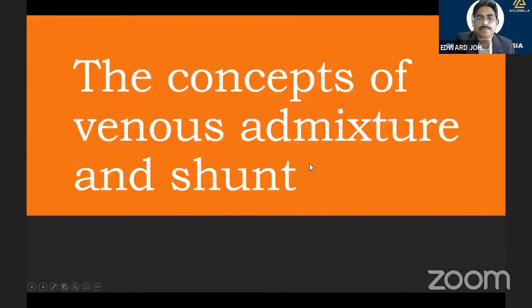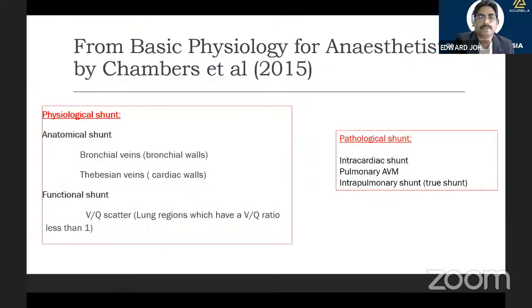So coming to the concept of the venous admixture and shunt. Various textbooks have different nomenclatures. Stoelting has a complicated nomenclature, so I have taken this from Chambers 2015. Here they have divided it into physiological shunt and pathological shunt. It's very simple. The physiological shunt is anatomical shunt and functional shunt. Anatomical shunt means bronchial veins and thebesian veins. Bronchial veins drain from the upper respiratory tract, and thebesian veins are the veins that drain the cardiac chambers.